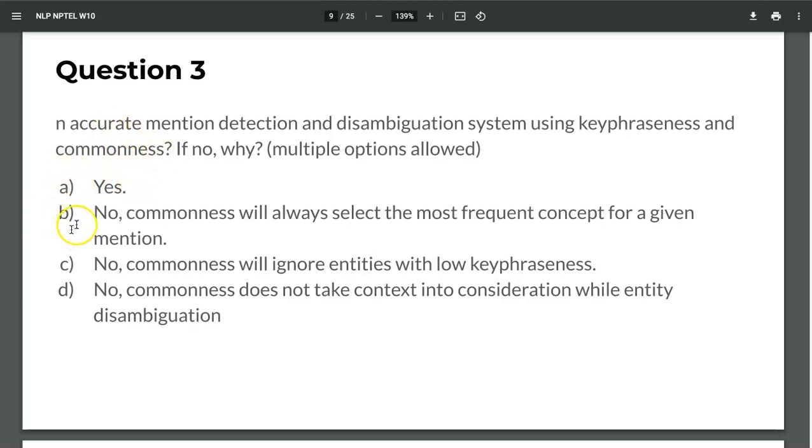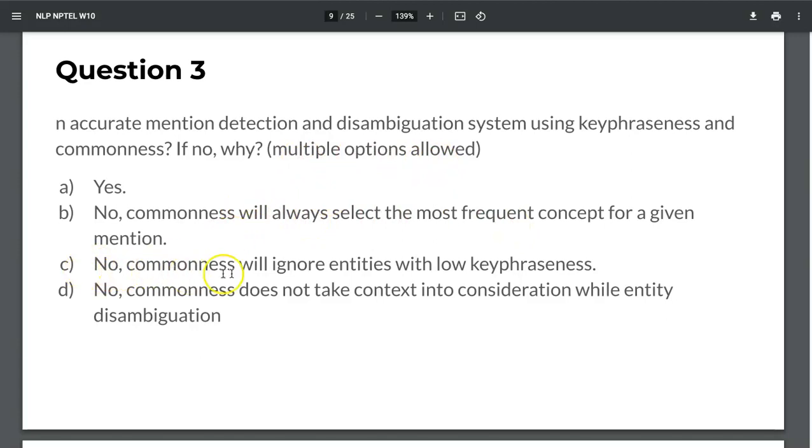So what is the next question? It is saying, commonness will always select the most frequent concept for a given mention. Yeah, that is the thing. So why do we not want to use commonness for accurate disambiguation? Because commonness will always select the most frequent concept. So B is the correct option. They are saying multiple options are allowed, so let's see what C says.